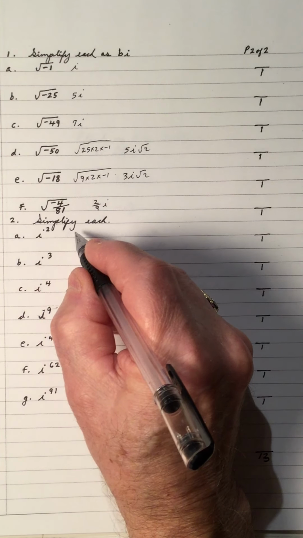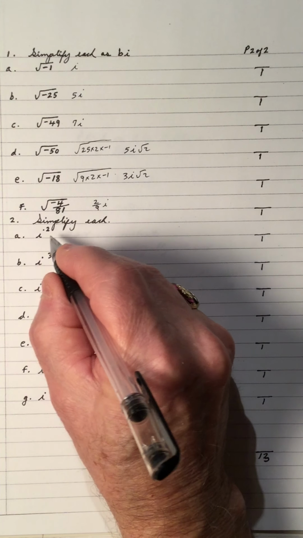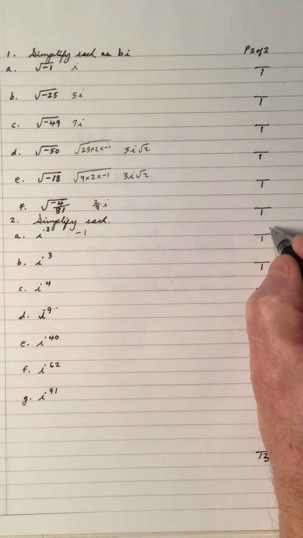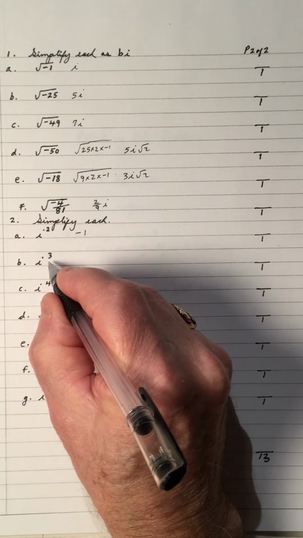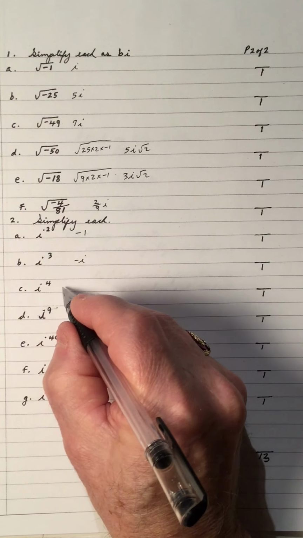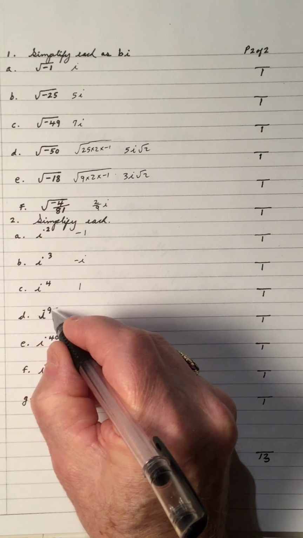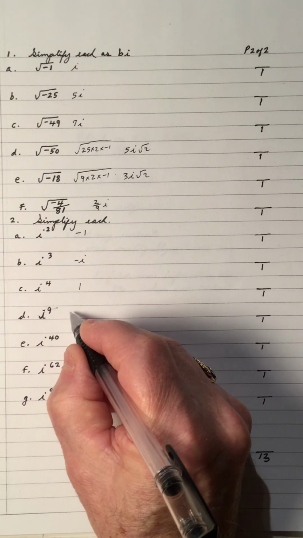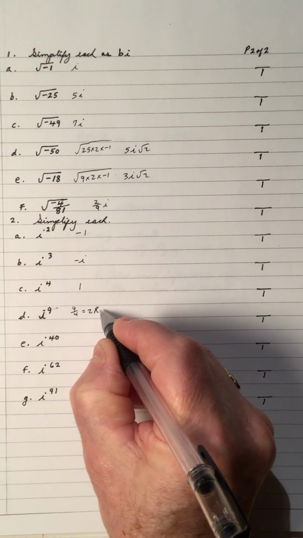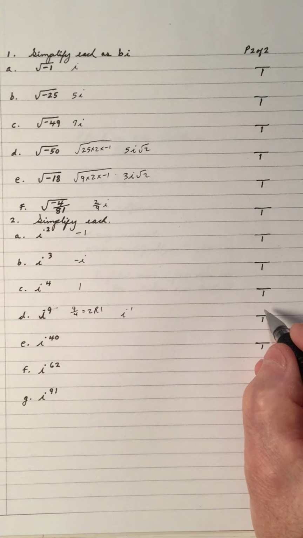Now the powers of i, the other second video in this unit. i squared is -1. Give yourself a mark. i cubed is -i. i to the 4th is 1. i to the 9 is, take the 9, divide by 4, and you'll get a 2 with a remainder of 1. And i to the 1, the answer is i.